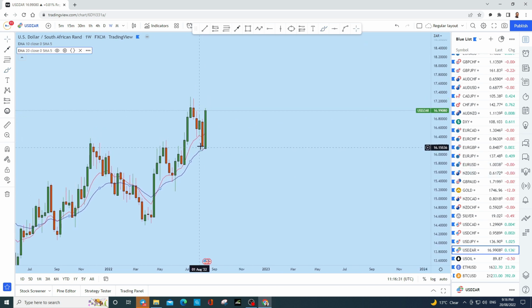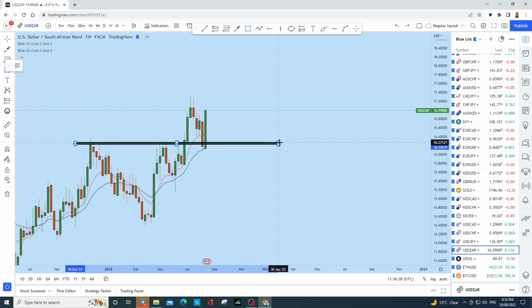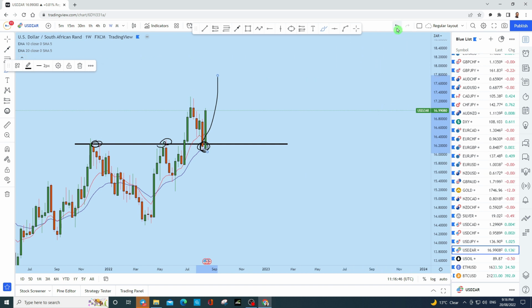This bullish engulfer is a textbook bullish engulfer on this 20 period moving average. The previous important level of resistance acted as support. So this is the resistance here that acted as support and created this bullish engulfer.